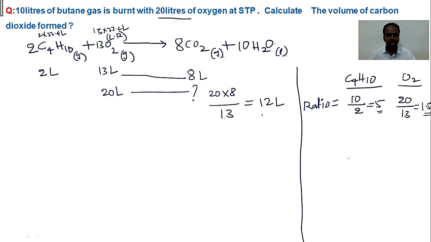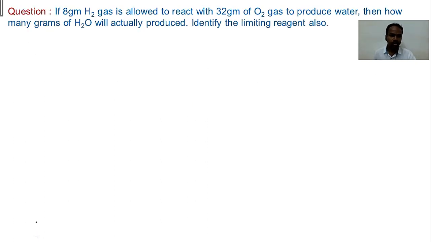This is one way of asking questions. Other model. If 8 grams of H2 gas is allowed to react with 32 grams of O2 to produce water, then how many grams of H2O will actually be produced? Identify the limiting reagent. So H2 is a well-known reaction.